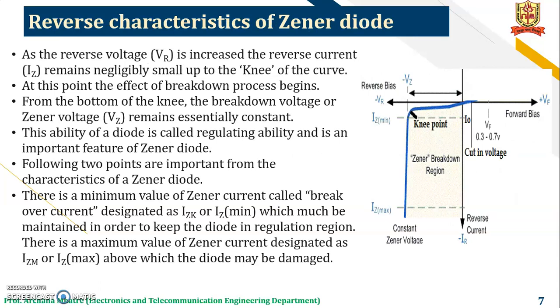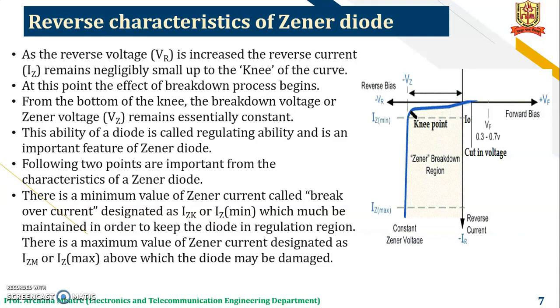As the reverse voltage VR is increased, the reverse current, Iz, remains negligibly small up to the knee of the curve. At this point, the effect of breakdown process begins. From the bottom of the knee, the breakdown voltage or Zener voltage remains essentially constant. This ability of a diode is called regulating ability and is an important feature of a Zener diode.